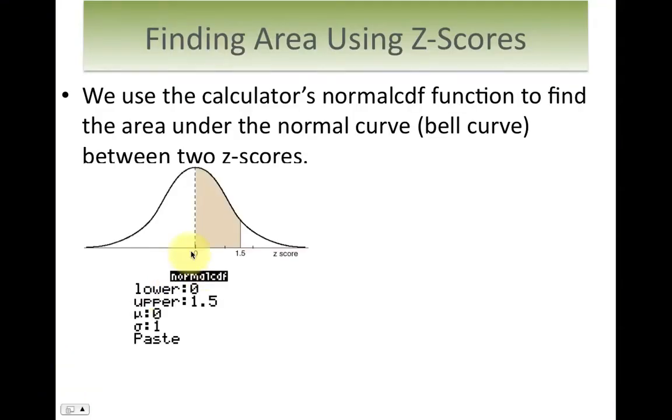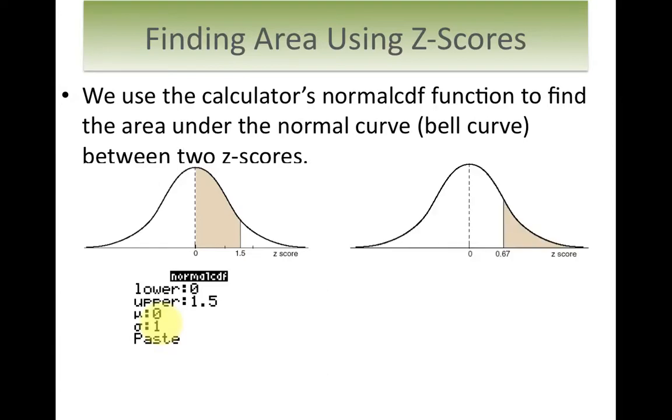Okay, in this case, the lower, which is always the z-score on the left, is 0. The upper, which is always the z-score on the right, the greater of the two z-scores, is 1.5. When finding the area between two z-scores, we are always going to use a mean of 0 because our z-score in the center is 0, and a standard deviation of 1. And then we'll scroll down to paste, and then you'd hit enter and get that answer.